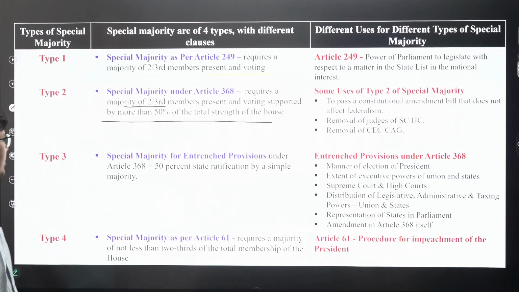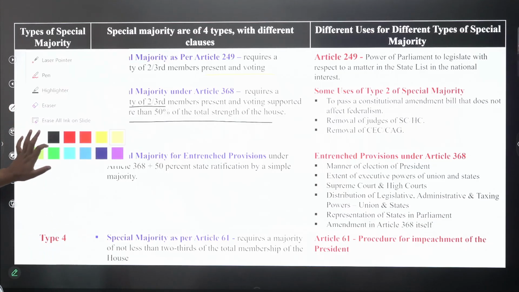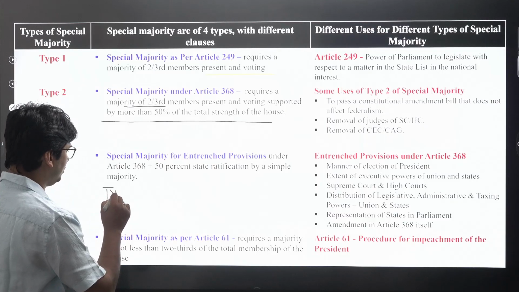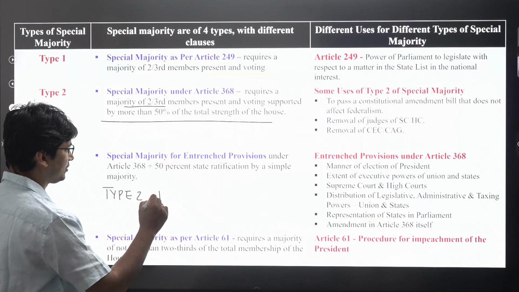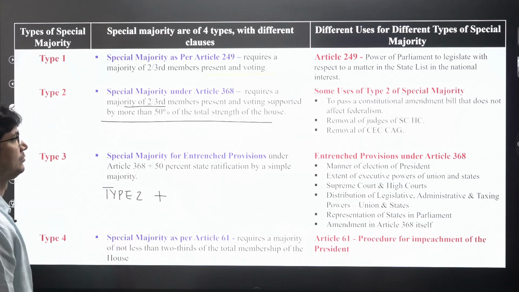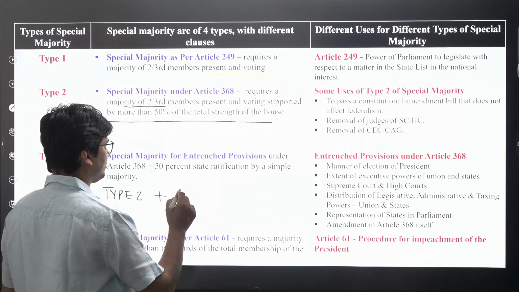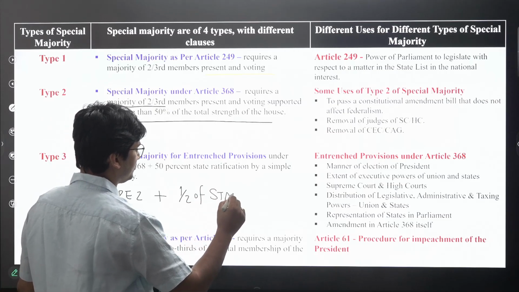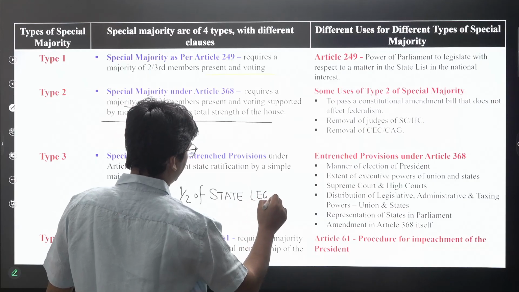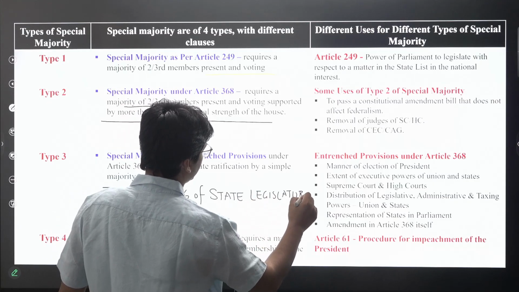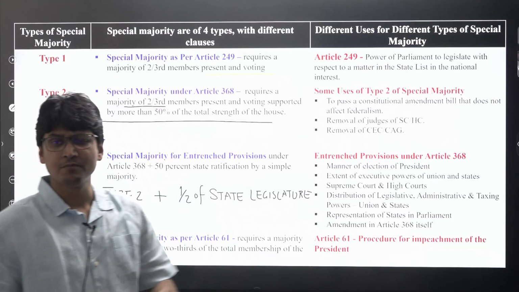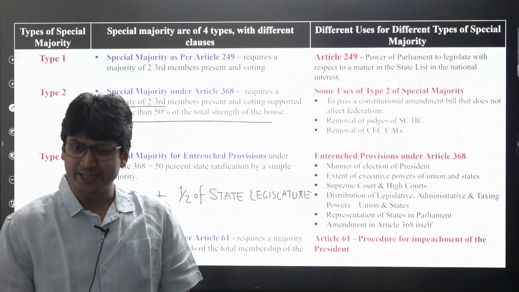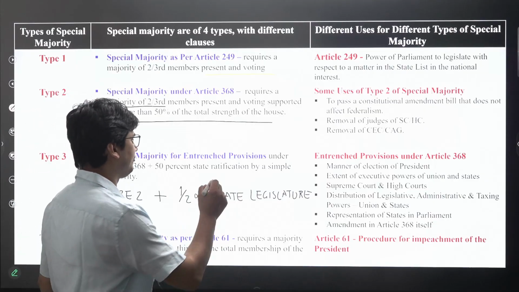Okay. Now comes type 3. There is nothing new in type 3, just type 3 is equal to type 2 plus this. It needs to be passed by half of the state legislatures or at least half. That means, how many states are there in India? How many states? 28. So it must be passed by at least 14 states.